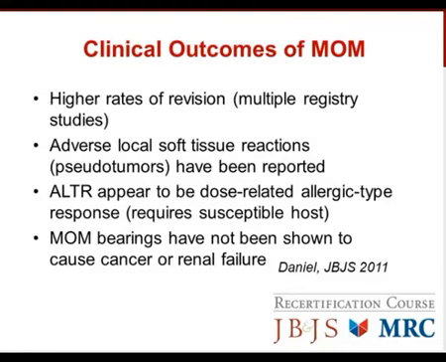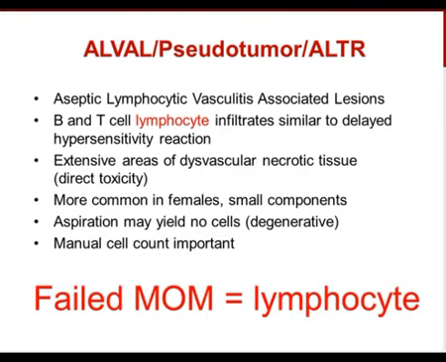So the clinical outcomes of metal-on-metal: clearly higher rates of revision. Multiple registry studies have confirmed that at this point. You need to understand a little bit about the local soft tissue reactions, the pseudotumors that have been reported with metal-on-metal bearings, as well as with corrosion problems. The adverse local tissue reaction seems to be an allergic type response in some, and in others it can be a direct toxicity problem. ALVAL is a histological diagnosis. It stands for aseptic lymphocytic vasculitis-associated lesions. This is a lymphocytic process which is similar to delayed hypersensitivity reactions.